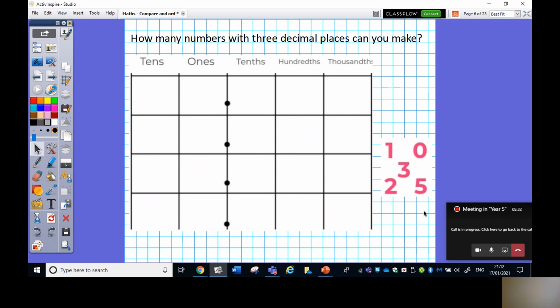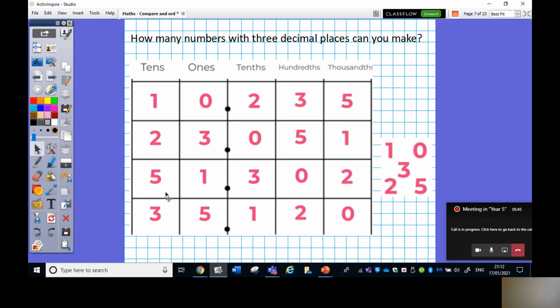Let's take a look. Hold your paper up so I can see. Good. Okay, well, here, let me show you a few that I have come up with. Here we are. 10.235, 23.051, 51.302, 35.120.